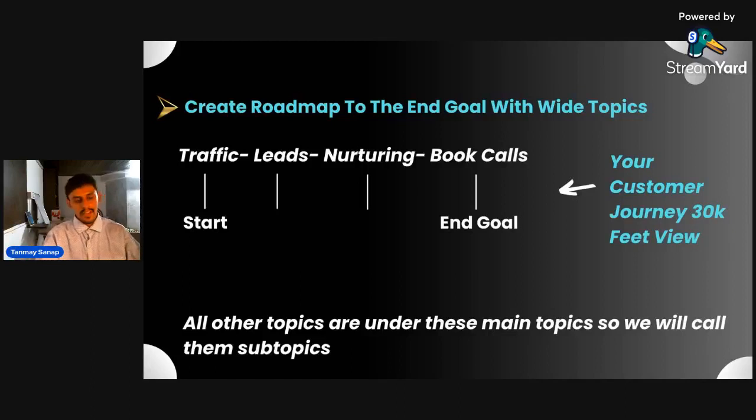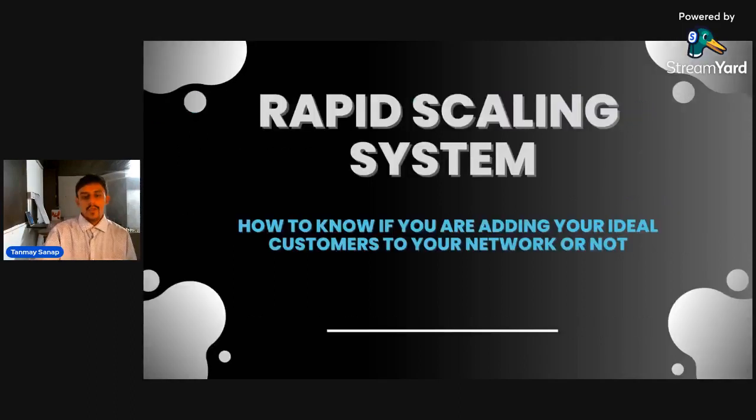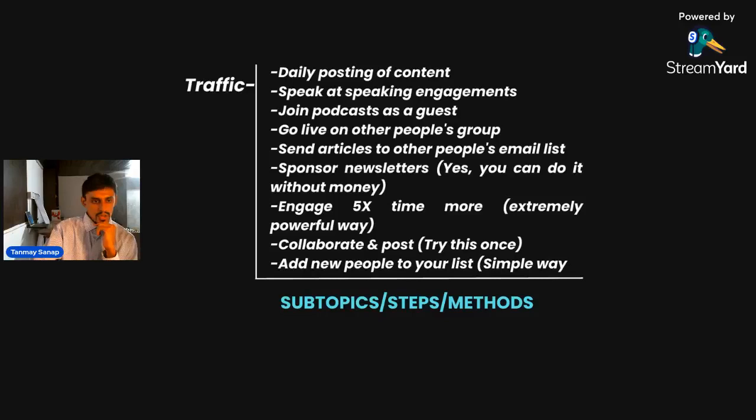Again, it's up to you how much experience you have. So for your customer journey, 30,000 feet, you write it down step by step, all the methods, and then you'll understand how to know if you are adding your ideal customers to your network or not. Pretty simple, right? So yeah, that's it.